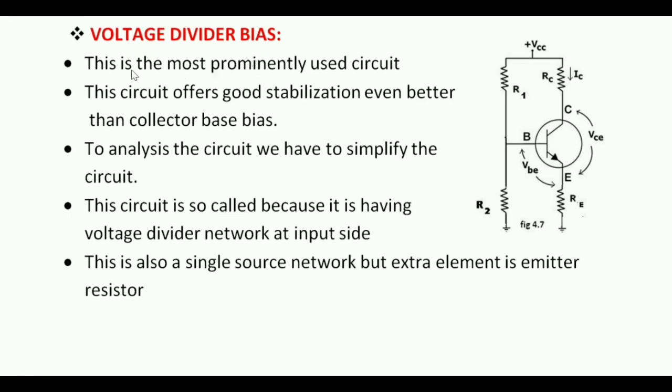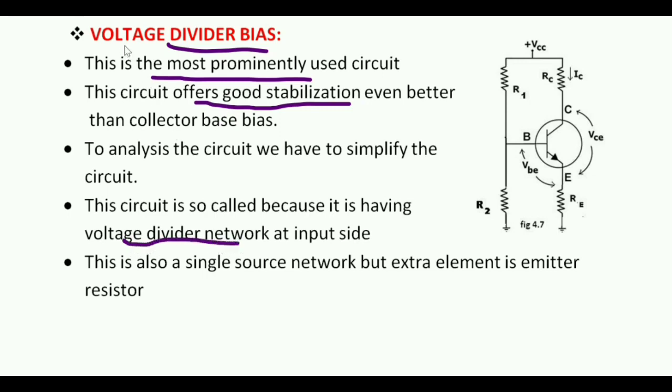We have seen about fixed biasing circuit and collector to base biasing circuit. Now the another circuit is voltage divider biasing circuit. This is the most prominently used circuit. This circuit offers good stabilization for the transistor and to the Q point.